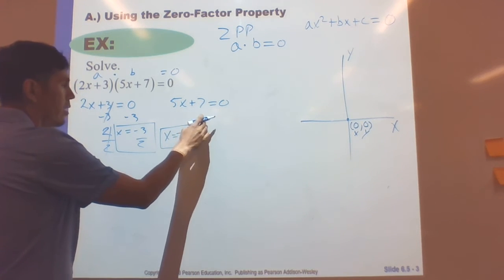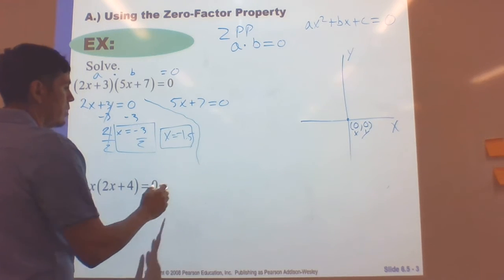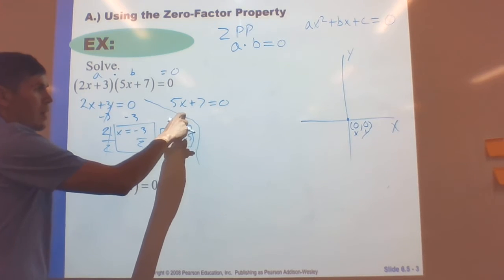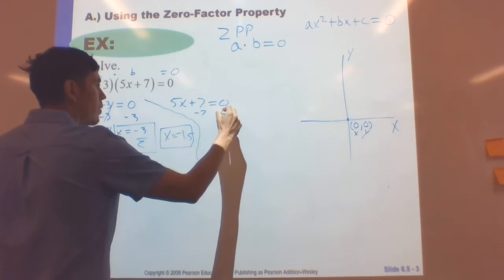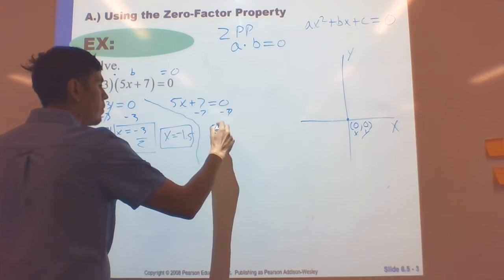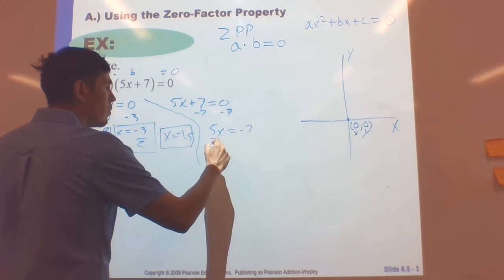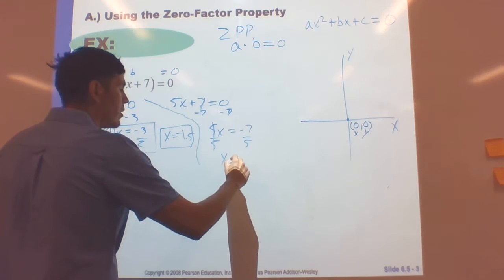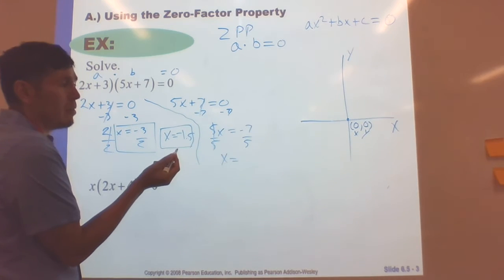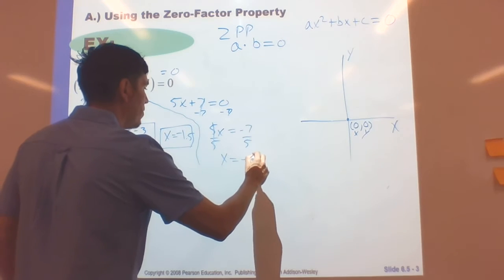I'm running out of space here, but the same thing here, right? We're going to do the same thing here. We're going to make a little line here so we can distinguish between the answers. Same thing over here. How do I solve for x? Well, I want to get 7 over here, so I subtract by 7. Divide by 5. 5's cancel. X equals negative 7 over 5, which happens to be negative 1.5.